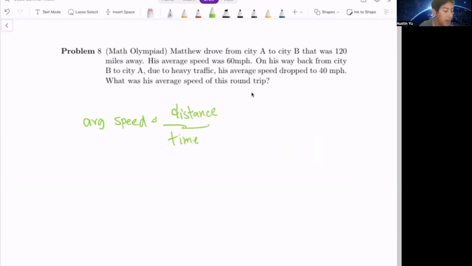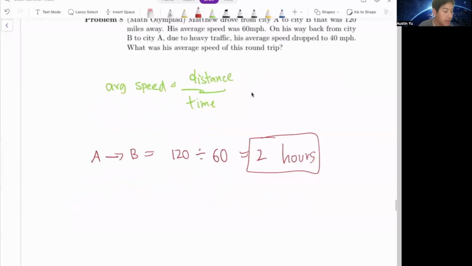Okay? And then the time Matthew spent driving from A to B would just be 120, because it's 120 miles away, divided by 60, because his average speed was 60, equals 2 hours to determine the time that he drove. So 2 hours. And then the time Matthew spent on the way back, B returning to A. This is still 120 miles because the distance never changes. However, his average speed was only 40, so this makes him drive for 3 hours.